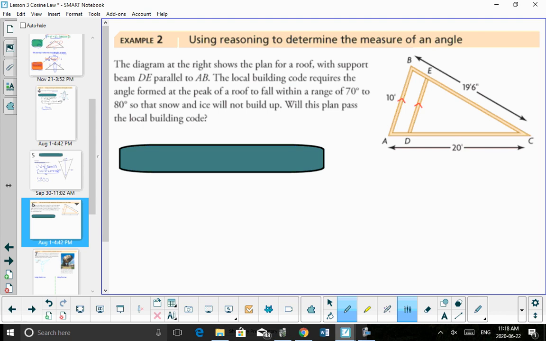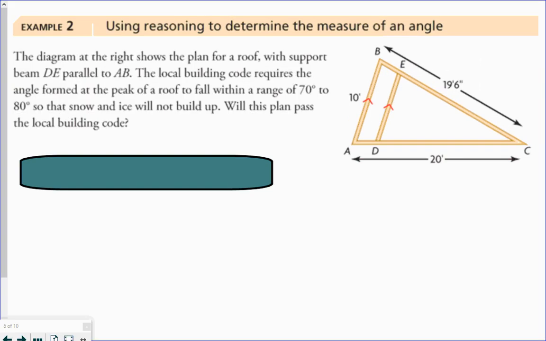Okay, so let's take a look at this one. The diagram at the right shows the plans for a roof with a support beam DE parallel to AB. So that's what these two little arrows mean. They mean that these two lines are parallel.